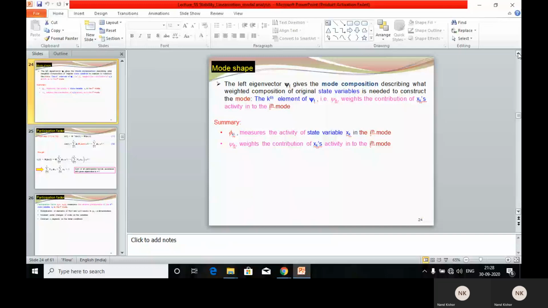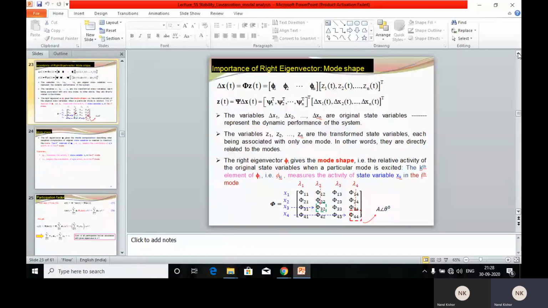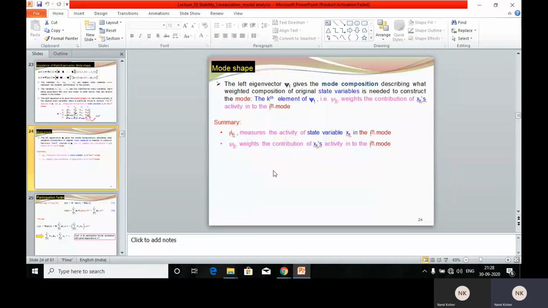And if we recall from the previous slides, the right eigenvector gives the mode shape, and it is basically the relative activity of a particular state to the mode. And this is what we get from the right eigenvector matrix here. Similarly, the left eigenvector also gives you the mode composition, saying what is the weighted composition of the original state variable to the mode.